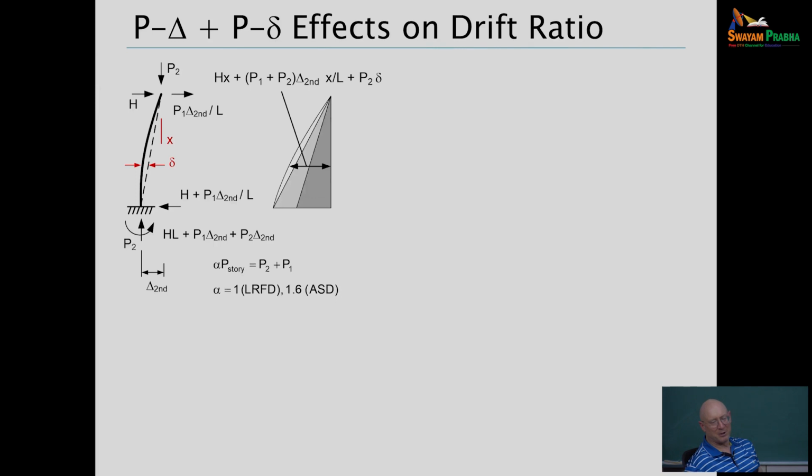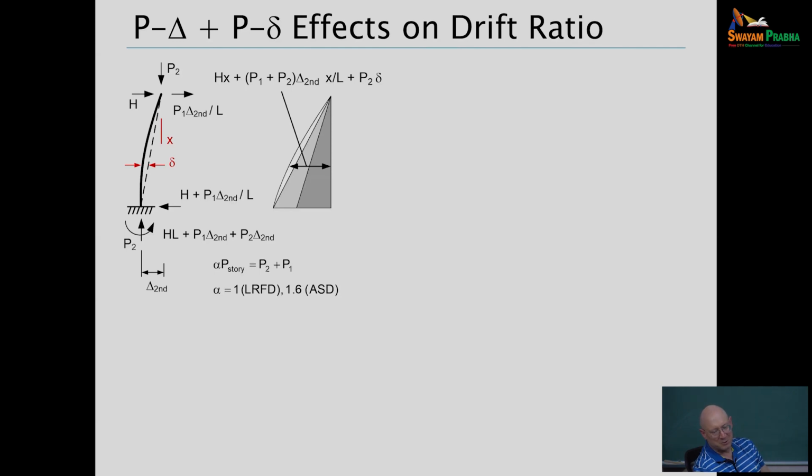All right, so let's put up a moment diagram. This moment diagram is basically splitting the moment into 3 parts. The dark gray part is the first order moment, with HL at the base. The light gray part is the P large delta part. If we neglect the curvature of the column and the additional moment due to the P times little delta here, then we would have just the gray part. So that's a P large delta effect.